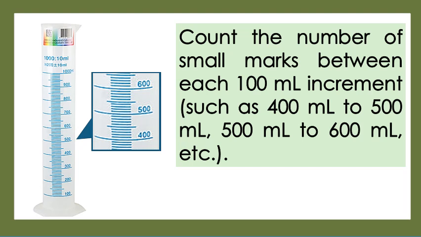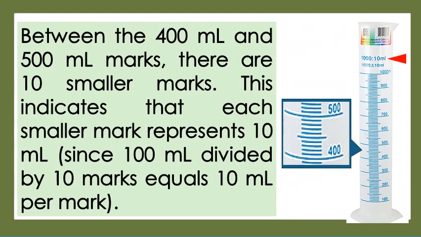Count the number of small marks between each 100 milliliters increment, such as 400 milliliters to 500 milliliters, 500 milliliters to 600 milliliters, etc. Between the 400 milliliters and 500 milliliters marks, there are 10 smaller marks. This indicates that each smaller mark represents 10 milliliters, since 100 milliliters divided by 10 marks equals 10 milliliters per mark.